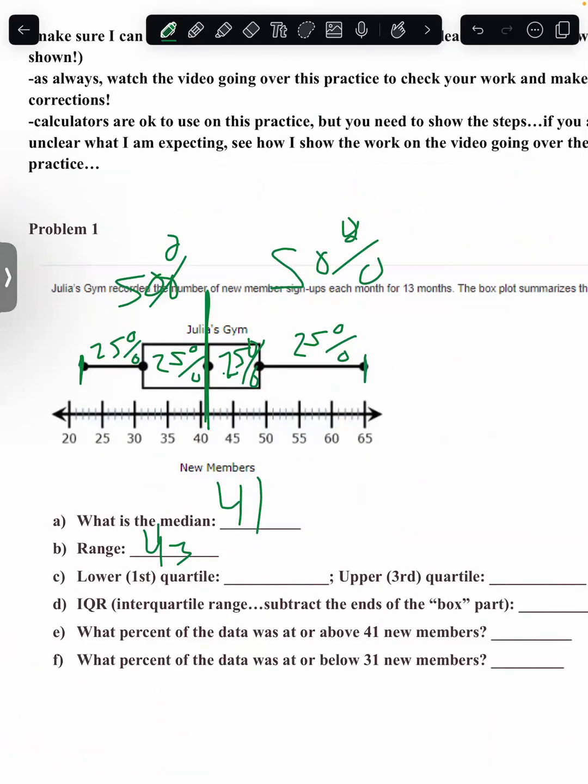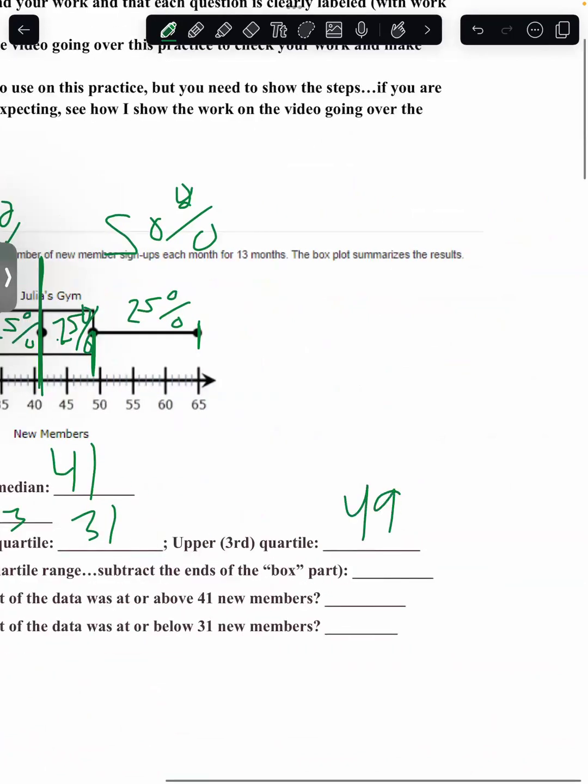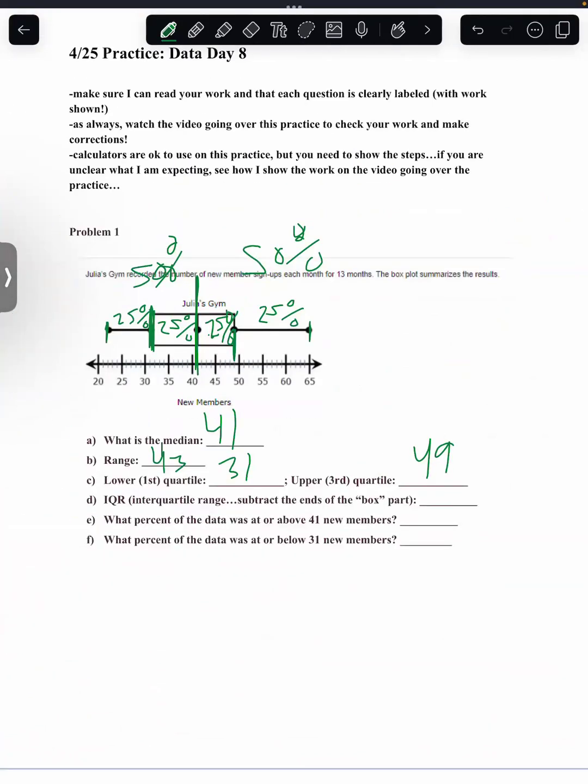So the lower quartile means the start of the box, the 25% number. That's at 31. The end of the box is the upper quartile, or the 75% of the data. That's at 49. The interquartile range, meaning the range between the upper quartile and the lower quartile, is 49 minus 31, which is 18. So range, you're subtracting, right? This time we're subtracting the quartiles.